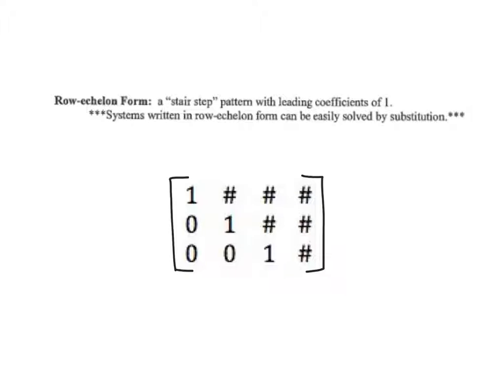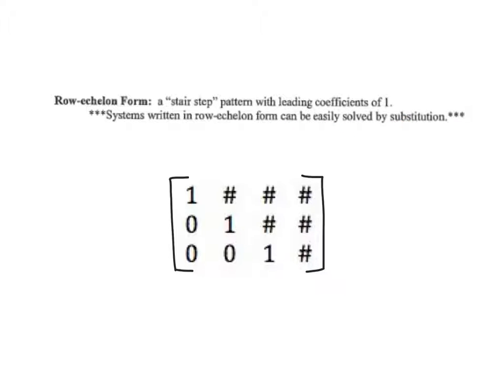Gaussian elimination. In Gaussian elimination, we use what's called row echelon form, which is a stair-step pattern with leading coefficients of 1, and then the systems that are written in row echelon form can be easily solved by substitution.